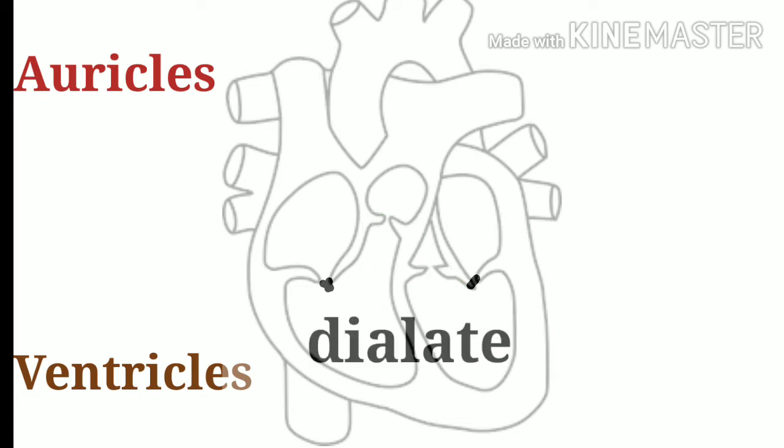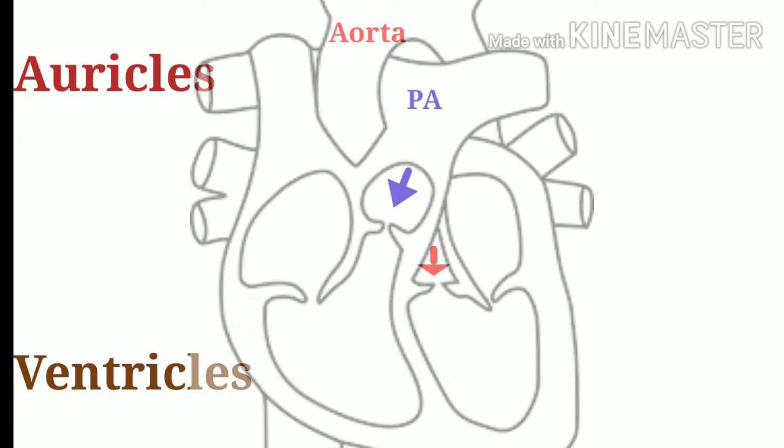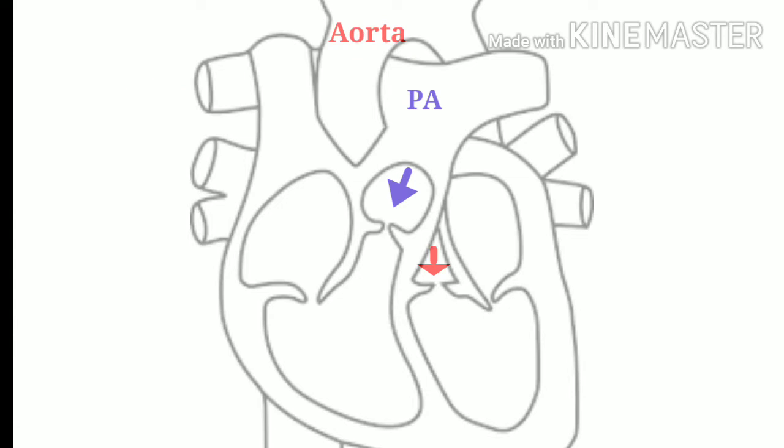When the ventricles dilate, the blood from the pulmonary artery and the aorta tends to return. This blood fills the pocket of the walls and closes the passage.